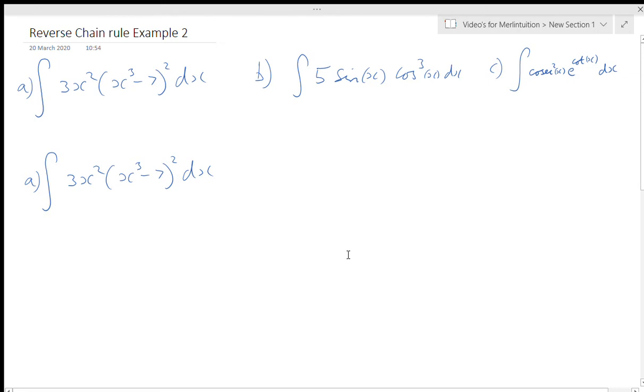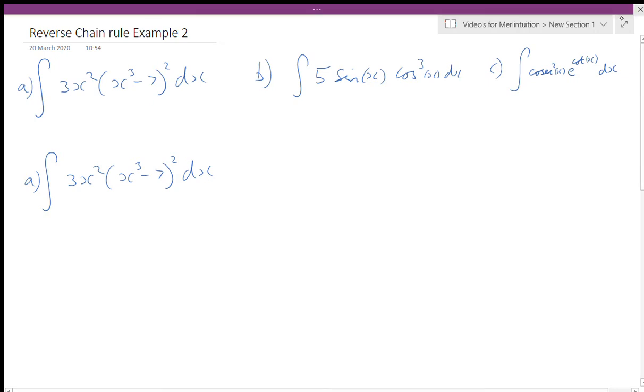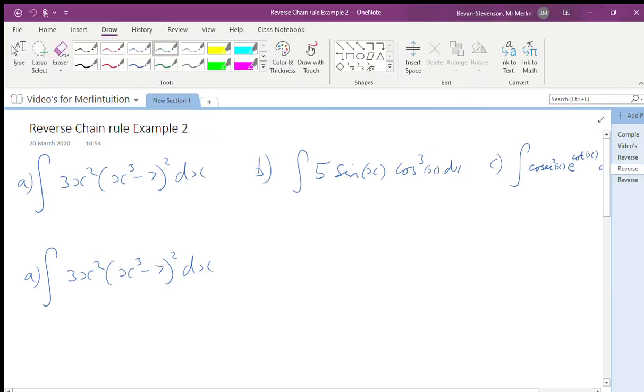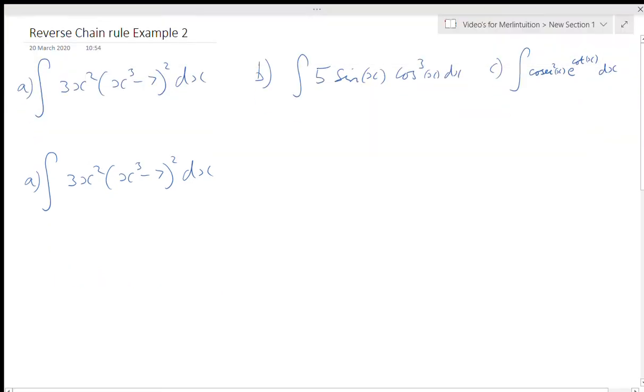Today we're going to continue our work on the reverse chain rule. We're looking at a few different examples than we did last time. We're going to start with this first question here, and again we're going to use our substitution, but u equals x cubed minus 7.